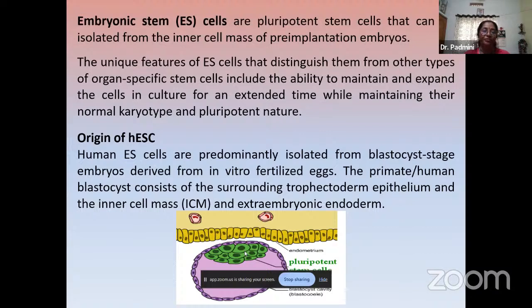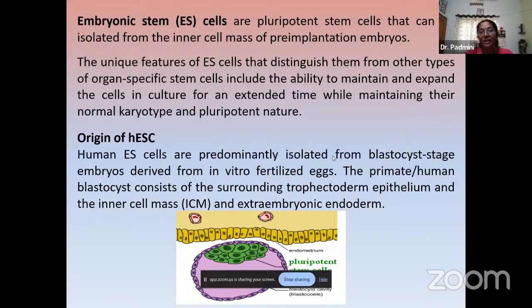So what is the origin? From where can you take these embryonic stem cells? When you're talking about a human embryo, human embryonic stem cells are predominantly isolated from the blastocyst stage of the embryo, derived from in vitro fertilized eggs.